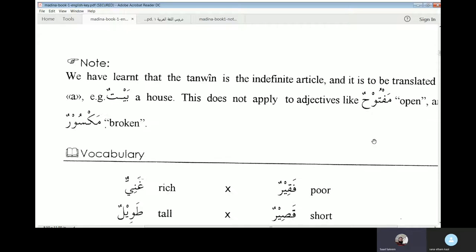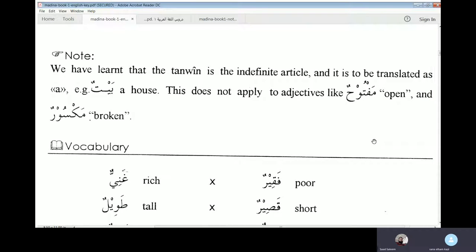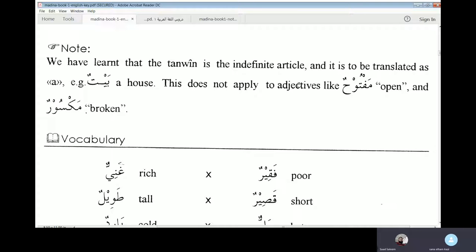Continue. We have learned that the Tanween is the indefinite article and it is to be translated as a. Example, is that Alif or Fatha? We have learned that Tanween it is Alif. So example, Baitun, which is a house. Okay, a house. This does not apply to adjectives like Maftuhun, open, and Maksurun, broken.